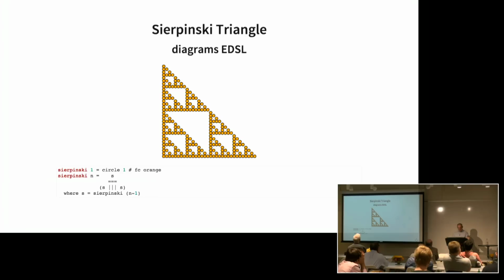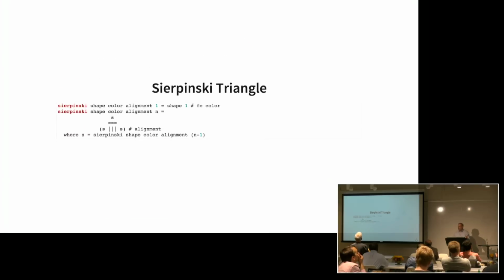And that helps us make diagrams at a very high level and not so much worry about the coordinate space that they're in. I should also say that it's just one step away from generalizing this to a higher order function that takes a shape, a color, and an alignment, and makes any different type of Sierpinski triangle you wanted.